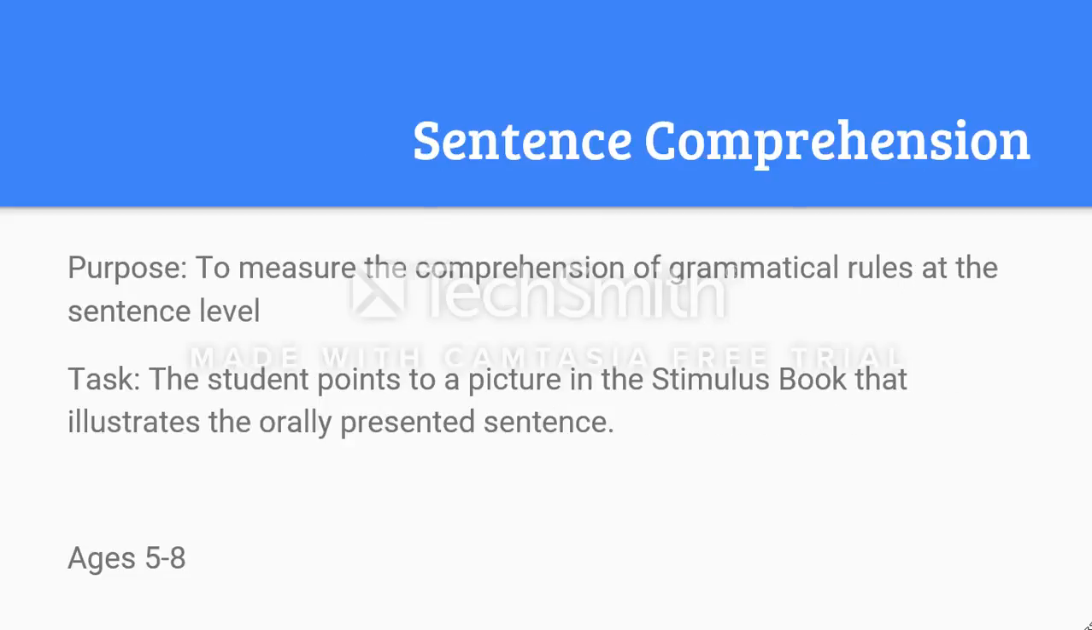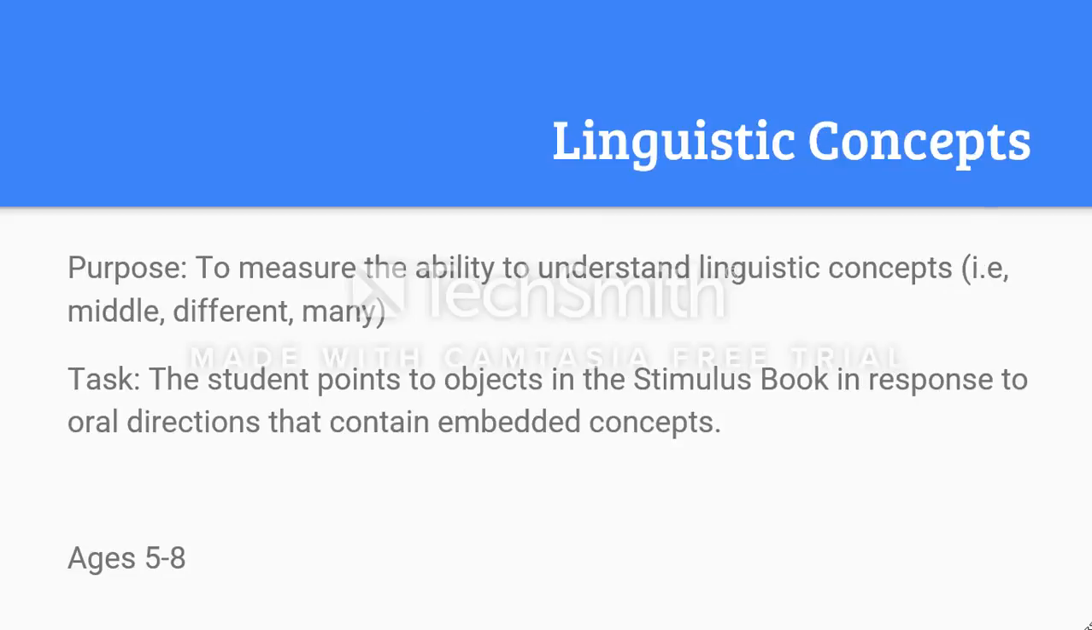The next subtest of the CELF 5 is Sentence Comprehension, and it is used to measure the student's ability to comprehend grammatical rules in sentences by requiring the student to point to a picture in the stimulus book after the clinician says the sentence orally. And this would be appropriate for ages 5 to 8.